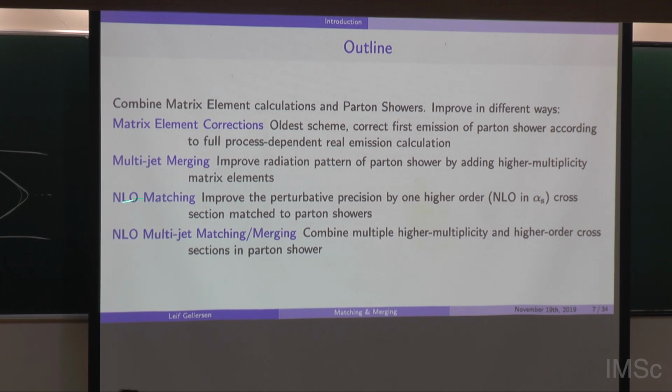What you can do as well is NLO matching, and that is basically combining higher order calculations for the matrix elements, so NLO calculations, with a Parton shower. Similar to this, there will be problems of double counting, so this is why you need to be careful in this context. And finally, you can also combine multiple samples of NLO correct jet cross sections, and that would be NLO matching and merging combined. But I'm not talking in detail about this.